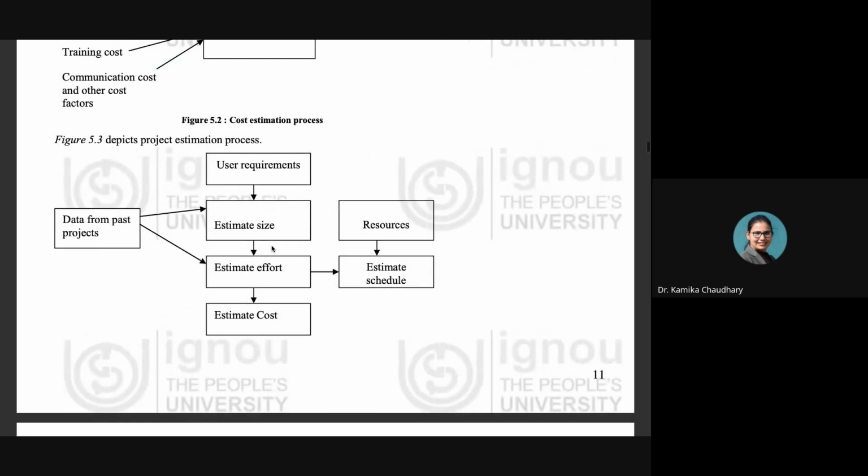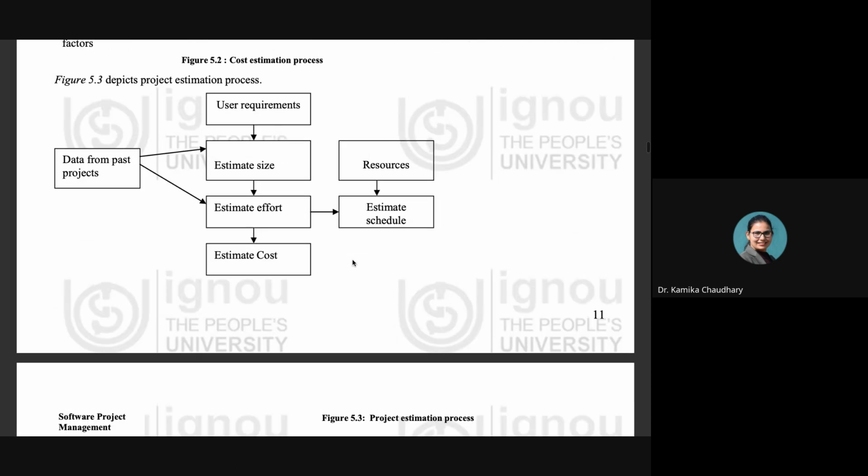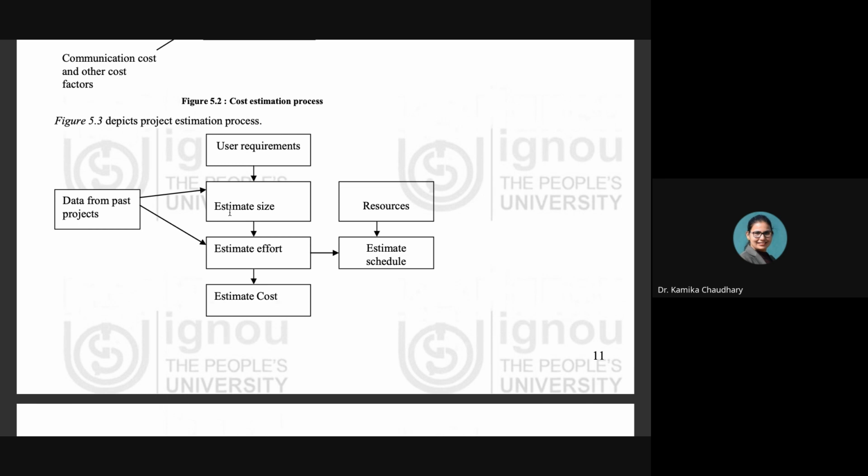Now, figure 5.3 depicts the project estimation process. So this is the entire process of the project estimation. First of all, the project manager has got the user requirement. His function will be to estimate the size, estimate the effort, and estimate the cost. Now, estimated efforts also play a role in estimating the schedule.